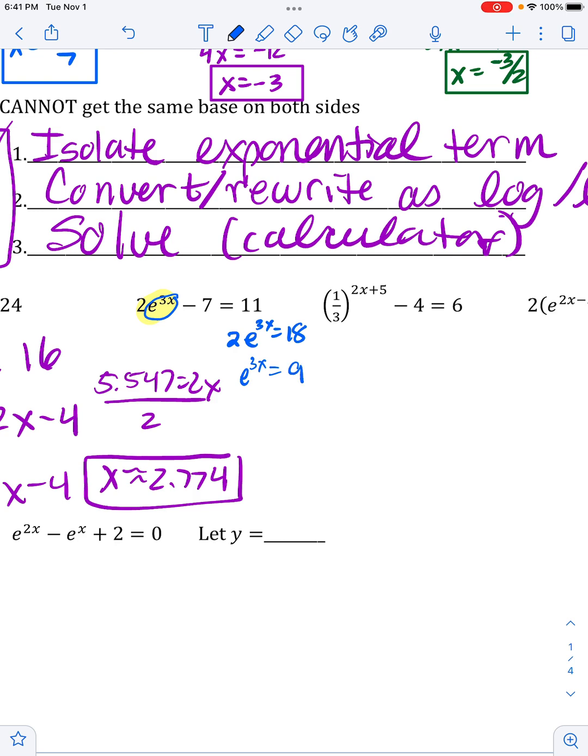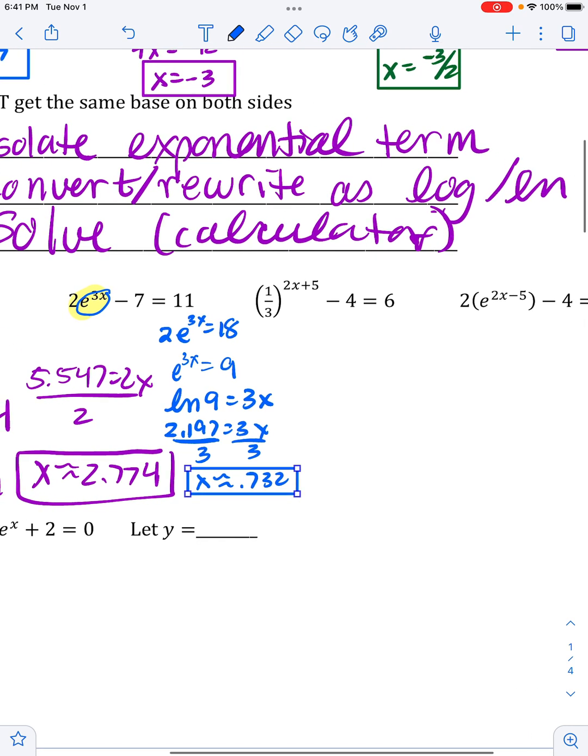I only have the base to the power, so I rewrite it. Since it's log base e, I write ln 9, and then the power stands alone on the other side. Then I just go to my calculator and I find out what ln 9 is, and then divide it by 3. So here I get that x is about 0.732. I did these earlier on my calculator, so I'm hoping those numbers are accurate.